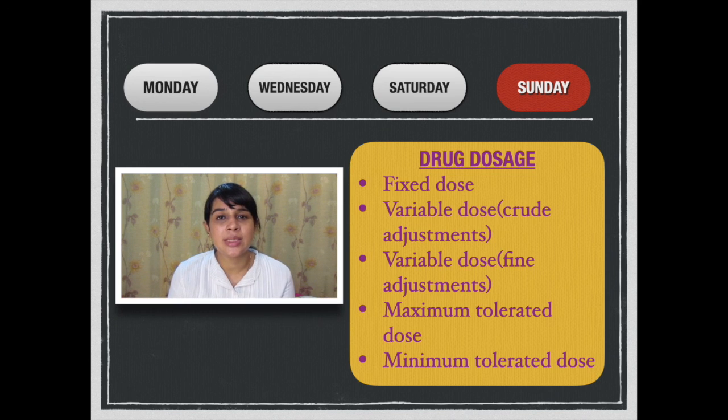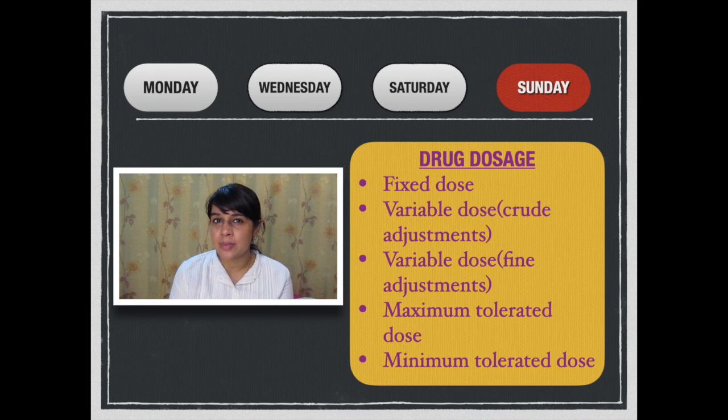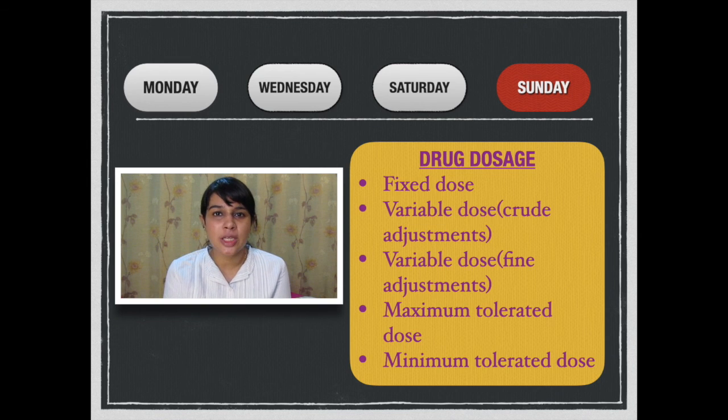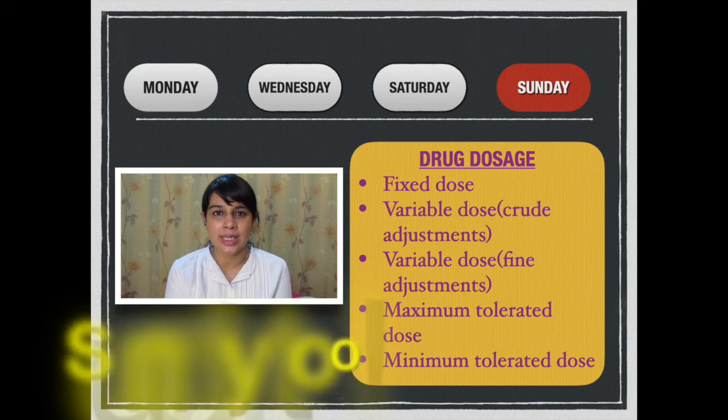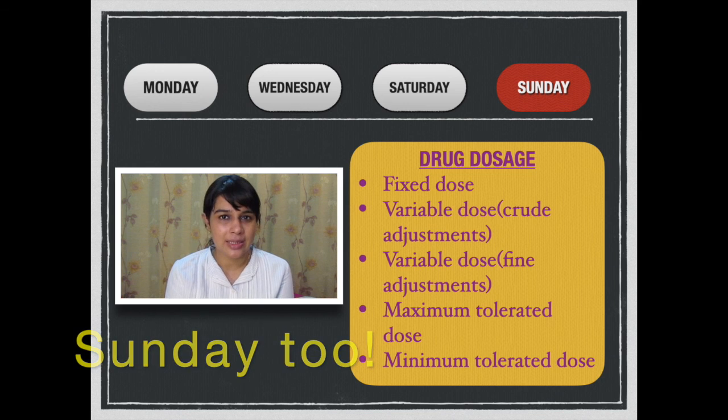Then the last one is the minimum tolerated dose. It generally applies to long-term adrenocortical steroid therapy, especially in cases of inflammation or immunological conditions. That is in case of asthma, rheumatoid arthritis, etc. So with this, we finish off the weekend classroom. We have discussed all the details that we covered in the 3 days, Monday, Wednesday and Saturday.